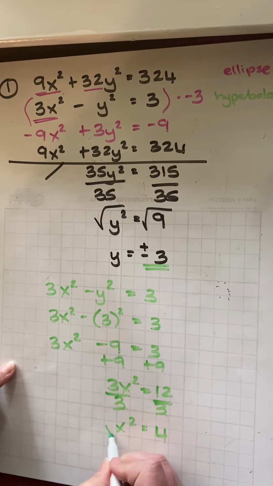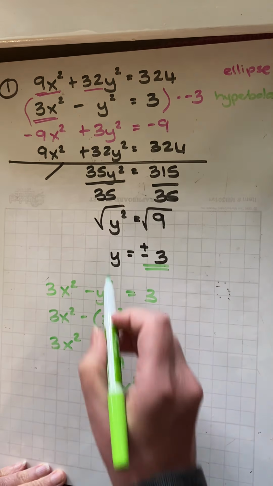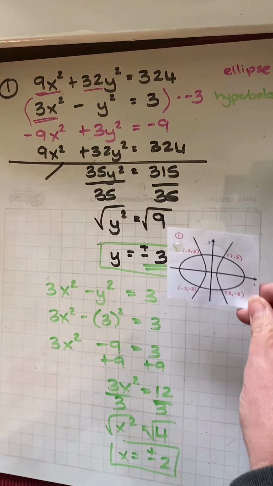x squared equals 4, and then you take the square root of both sides, and you would get x equals positive or -2. So those would be your solutions for x. Those would be your solutions for y. So this actually means you're going to end up with 4 possible intersection points, and I'm going to show you what the graph would look like.